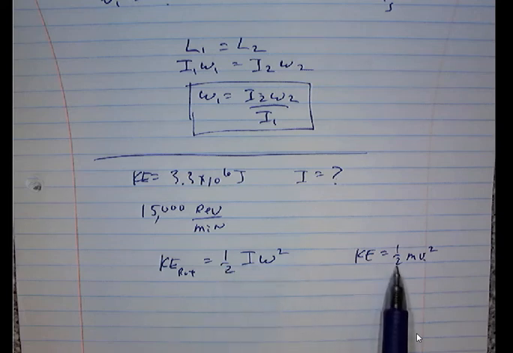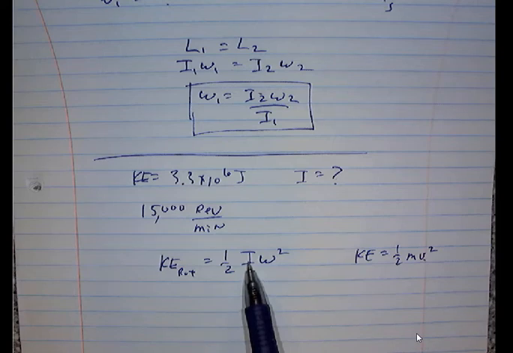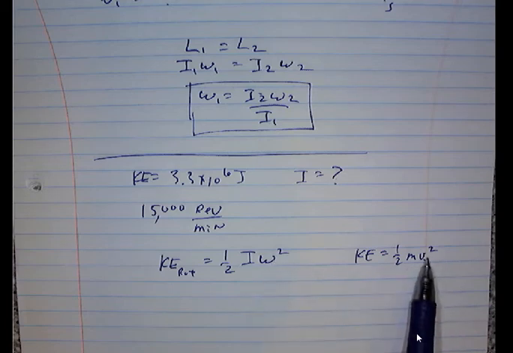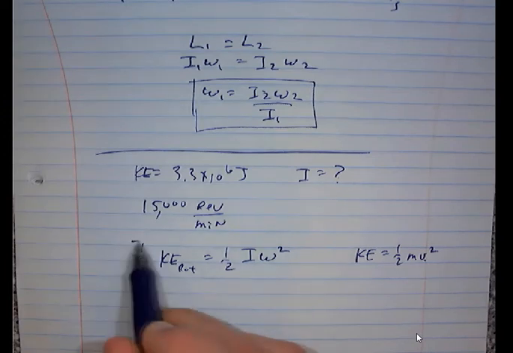Each of them has a 1/2. Now instead of m, we have I, so it's a little more complicated. I is related to the mass, but how is the mass distributed? And then this is the rotational velocity, whereas this is the linear velocity. So this is what we can use for this problem.